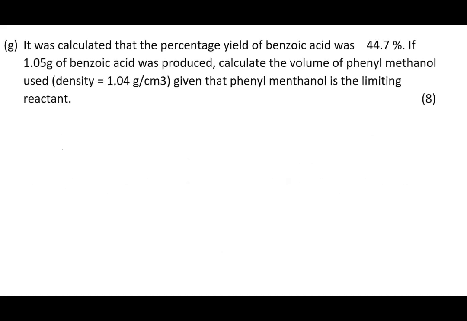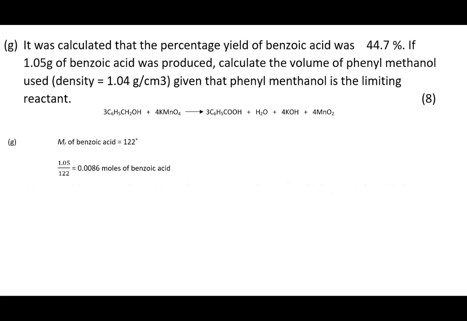It was calculated that the percentage yield of benzoic acid was 44.7%. If 1.05 grams of benzoic acid was produced, calculate the volume of phenylmethanol used. The density of phenylmethanol is 1.04 grams per centimeter cubed, given that phenylmethanol is the limiting reactant. So here we have our equation. This is important for the ratio of phenylmethanol to benzoic acid, which we'll see in a little bit.